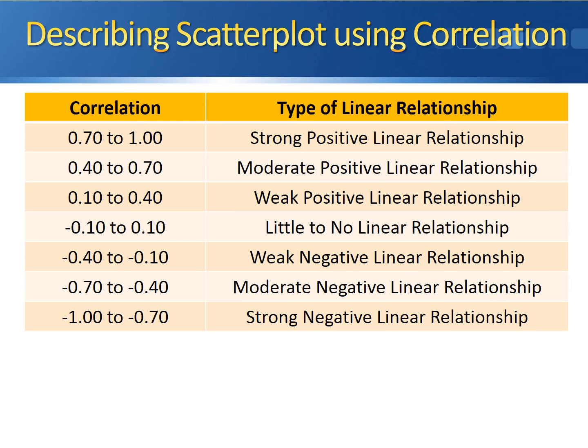We have the same types of relationships when we have a negative correlation, only this time they're described as being negative linear relationships. Weak goes from -0.1 to -0.4, moderate goes from -0.4 to -0.7, and strong goes from -0.7 to -1.